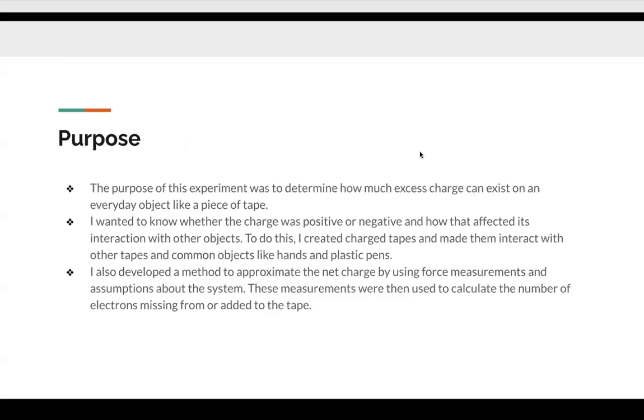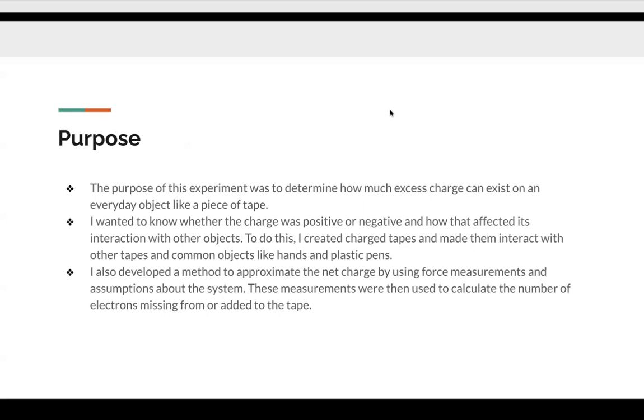The purpose of this experiment was to determine how much excess charge can exist on an everyday object like a piece of tape. I wanted to know whether the charge was positive or negative and how it affected its interaction with other objects. And to do this, I did this experiment. I also developed a method to approximate the net charge by using force measurements and assumptions about the system. These measurements were then used to calculate the number of electrons missing from or added to the tape, which I labeled as deficient electrons.